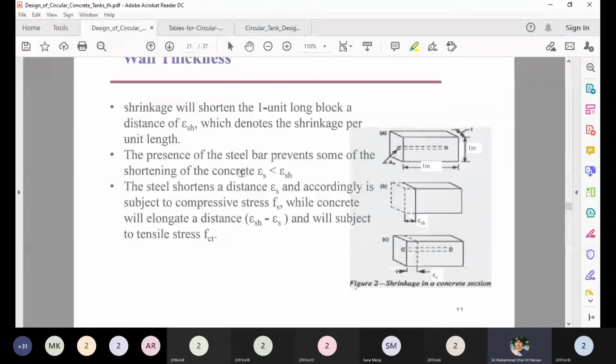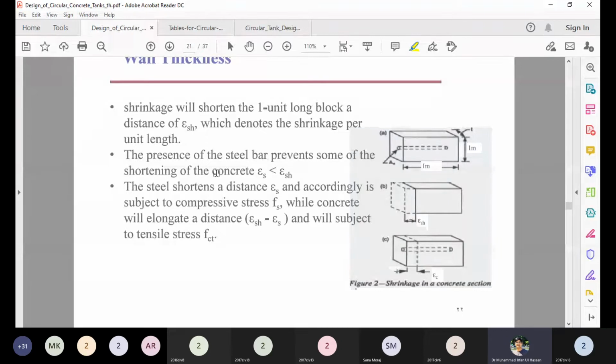Now see the proof for the thickness formula. Let's say you consider a segment of a circular tank which is t meter or t centimeter thick, 1 meter long and 1 meter high. Of course, shrinkage is acting on the concrete, and shrinkage will try to shorten the concrete by the strain epsilon sh. Whereas the steel bars are also present, which will try to control that shrinkage strain, because these strains will be in the opposite direction.